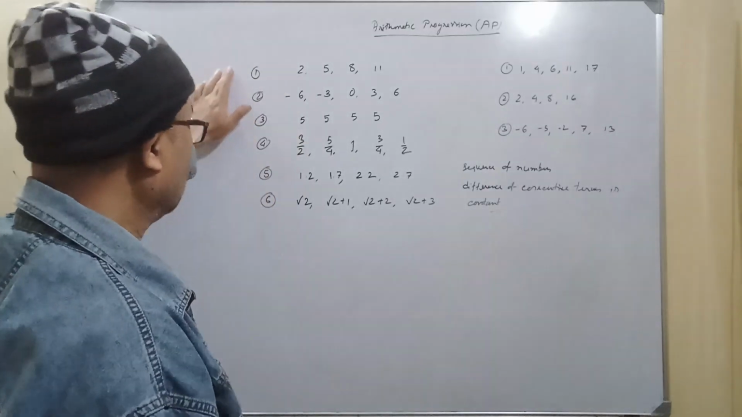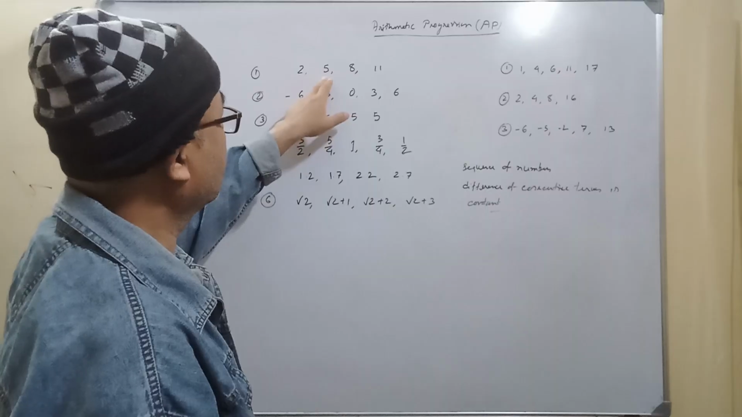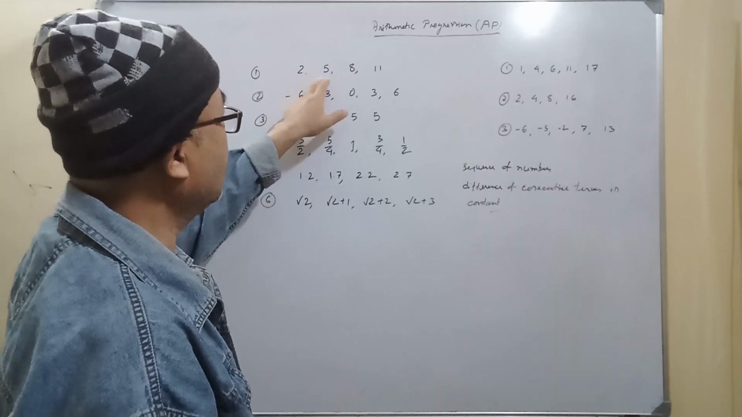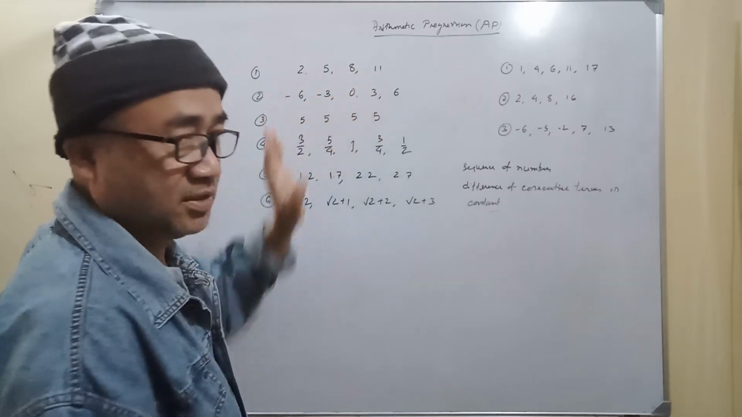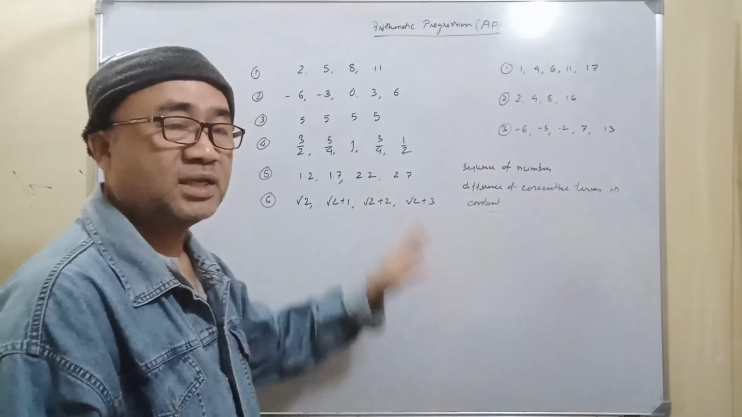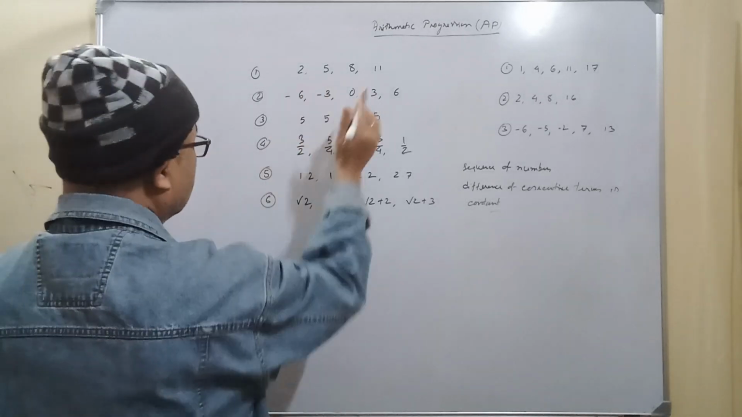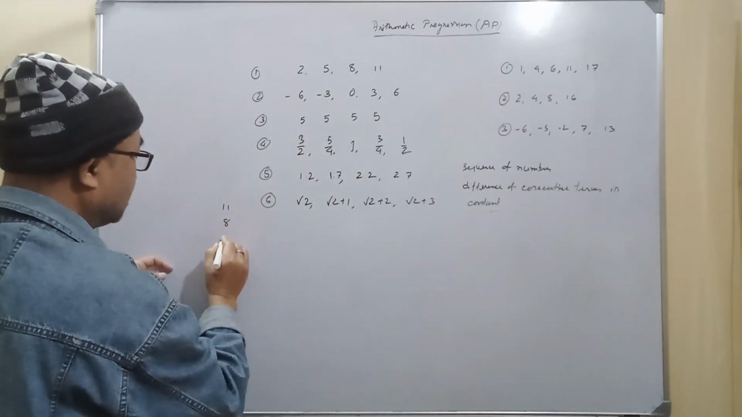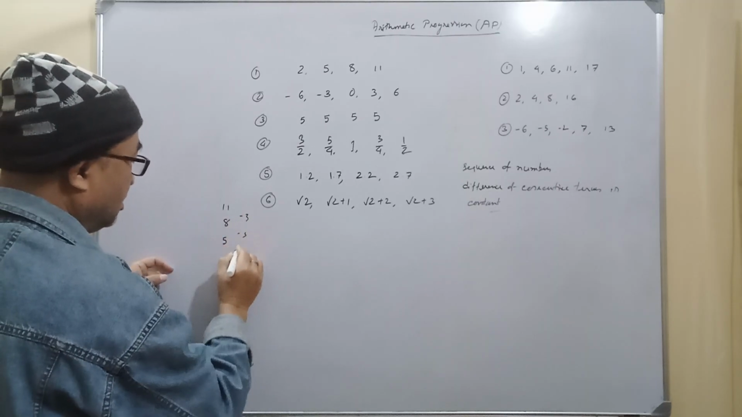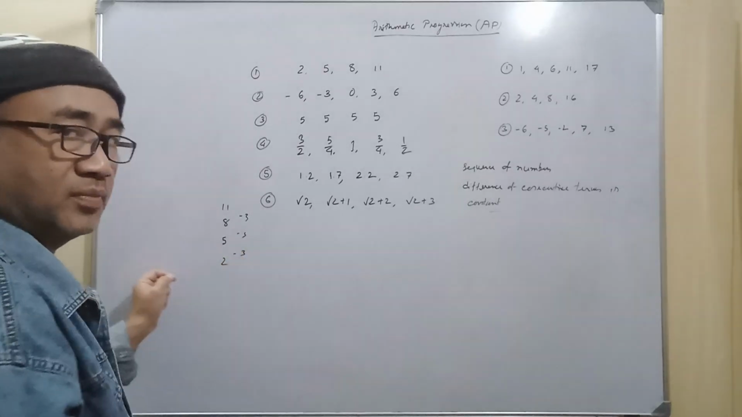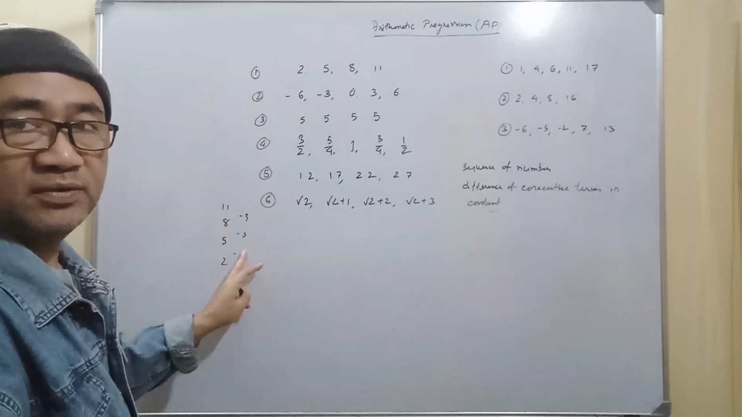For example, most of the sequences had a positive common difference. For example, this one, the difference between 5 and 2 is plus 3. Again, between 8 and 5 is plus 3, between 11 and 8 is plus 3. So it is a positive common difference, but it can be a negative common difference also. For example, if we write this sequence like this, then the difference is minus 3. Okay, so the common difference can be positive or negative, like this.